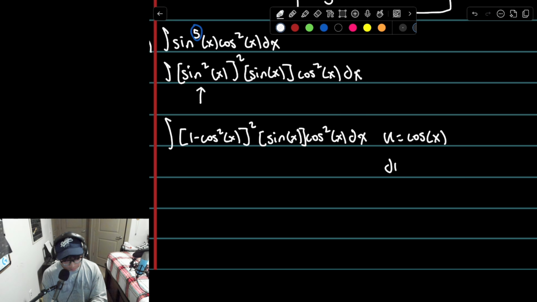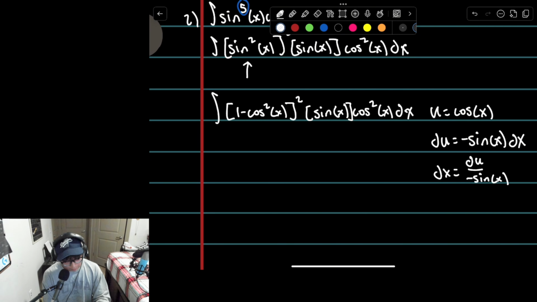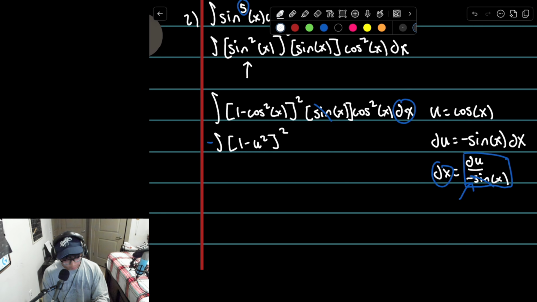This will then make our du negative sine x dx, and making our dx equal to du over negative sine x. Now that we have all of that information, we know that every single cosine will be u. So this becomes 1 minus u squared squared. We know that this sine of x cancels, which leaves us with another negative sign. So let's put that outside here. And by the way, it cancels because this dx became this over here. And then we multiply with another u squared because our cosine is our u.